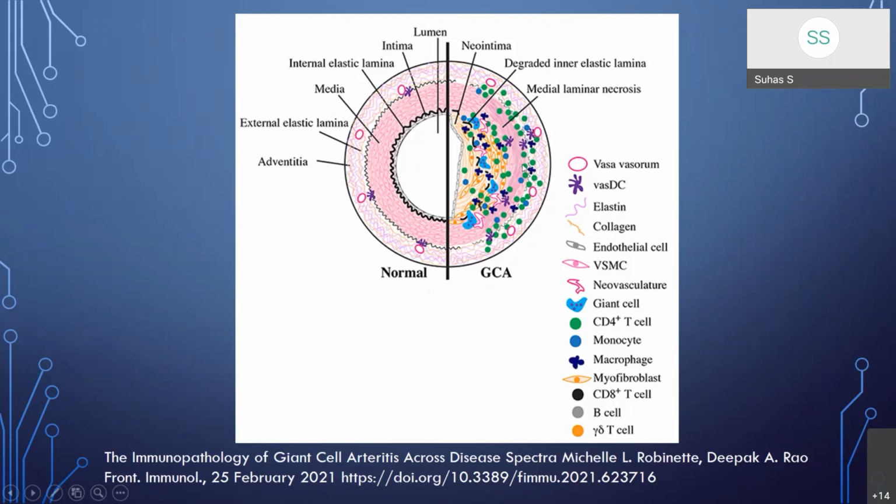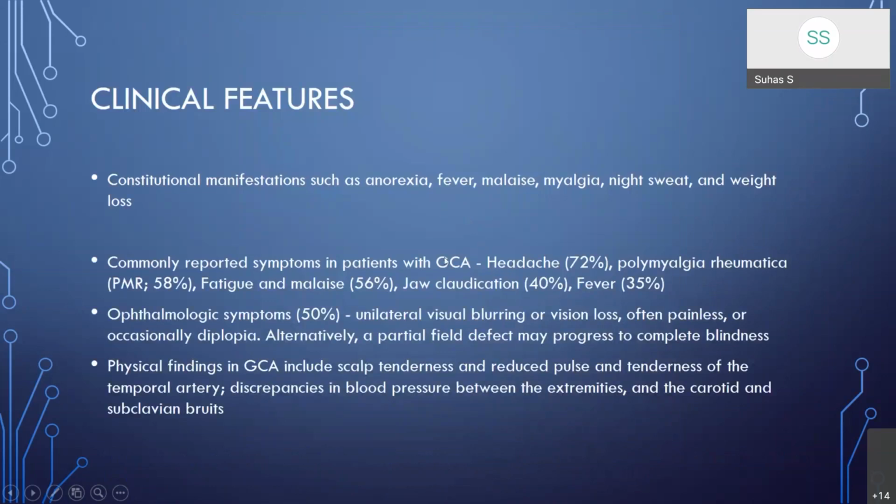Coming to clinical features, there are constitutional manifestations like anorexia, fever, malaise, myalgia, night sweats, and weight loss. Commonly reported symptoms include headache, polymyalgia rheumatica, and fatigue and malaise in 56% of patients. Jaw claudication seems to be a more specific symptom. This is due to involvement of arteries supplying the muscles of mastication. Fever is seen in 35% of the patients.